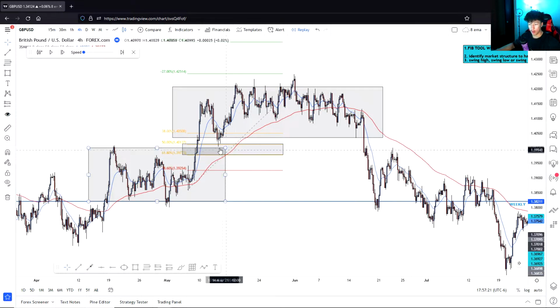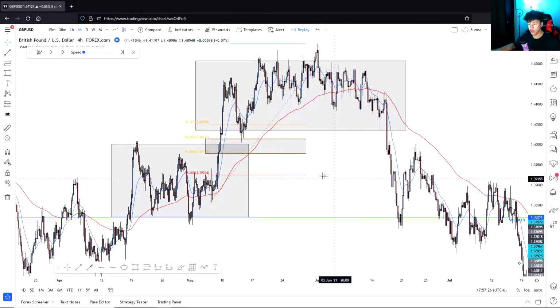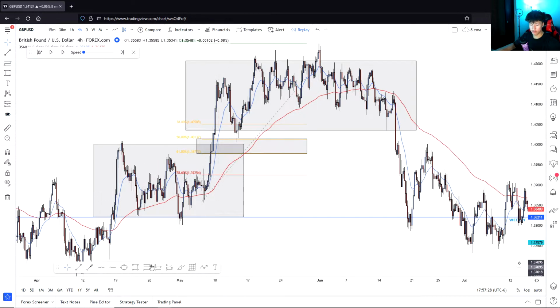So price tapped into our golden zone, and what do you see price doing? It's basically starting to wick off of that general area, and it can't close. So if I want to literally just trade pure trend, what I would do is I take my entry after I see a little bit more confirmation in candlesticks and a little bit more rejection, which would probably be right around this general area.